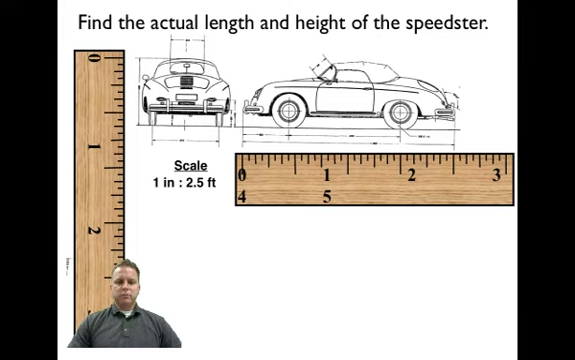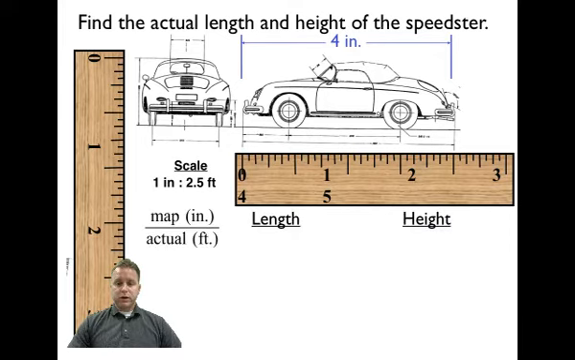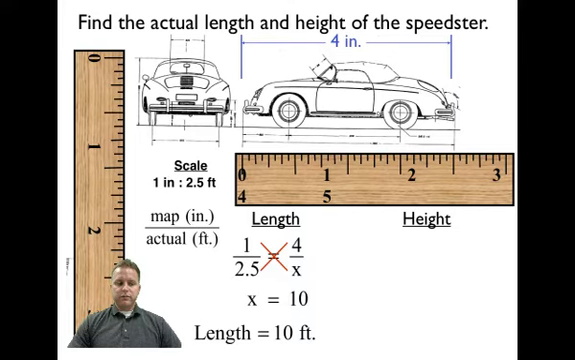Now, here's the car, and we want to find the actual length and height of the speedster. So on our drawing, it's 4 inches. And if you notice, our scale is 1 inch is equal to 2.5 feet. So here's our ratio, 1 to 2.5. So we got 4 over x, 4 to x, cross multiply, and we get 10. So the length is 10 feet.